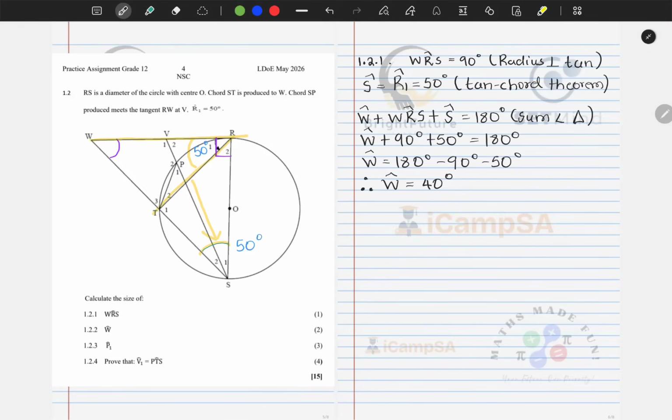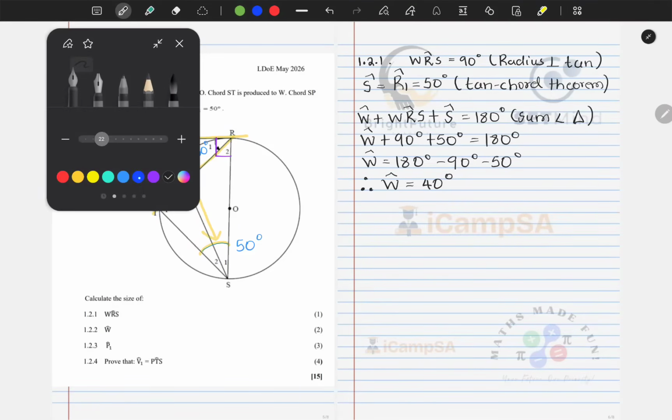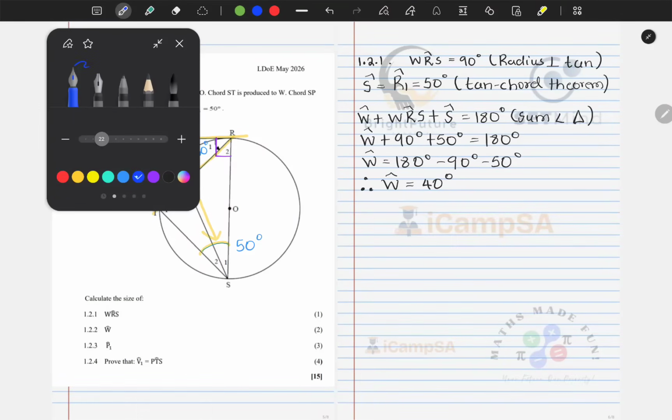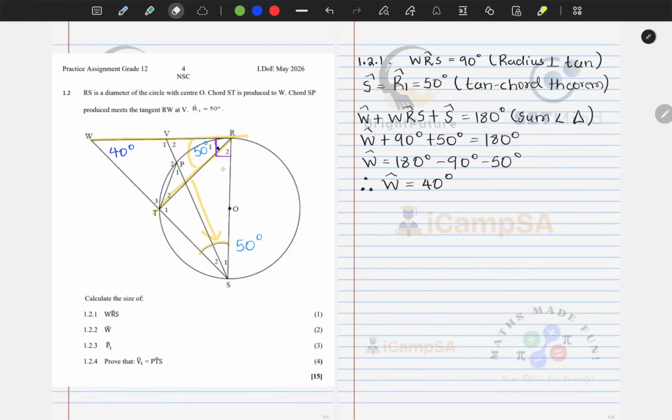Okay, I hope that you do understand. Now let's go and have a look at the next question. So let's put our 40 here, 40 degrees. Now the next question requires us to find P1. So let's have a look at where is P1 here. So here's P1.